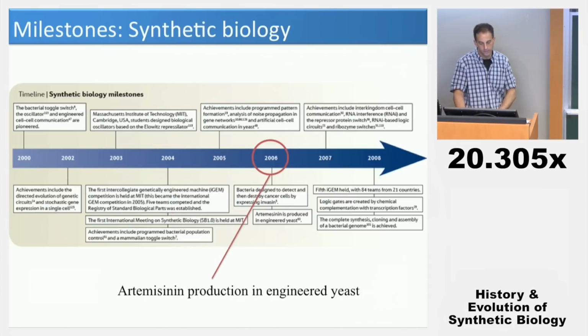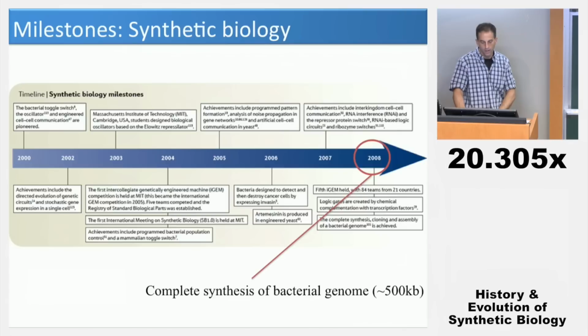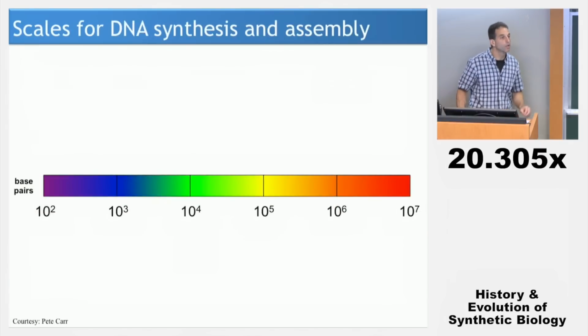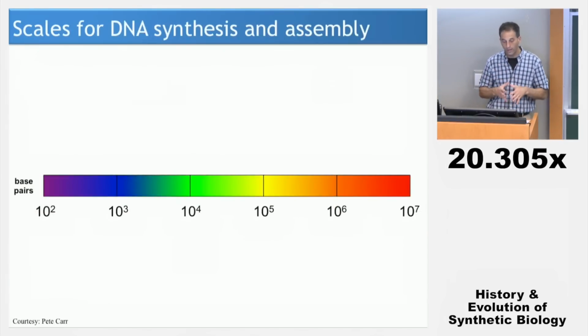Artemisinin production in engineered yeast was another important milestone. Then synthesis of full bacterial genome. This happened in 2008. And then afterwards, there was actually a full and functional bacterial genome that happened. And so the progress has really been, over the last few years, increasing tremendously. Okay. Now, a really important aspect of synthetic biology and a driving force and an enabling force is DNA synthesis. Okay, and that allows us to then be able to encode complex programs.